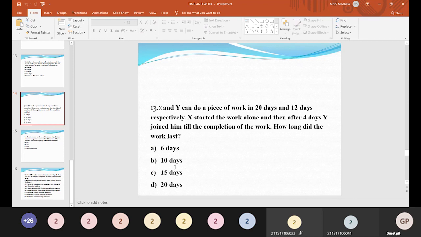So here the remaining job is done by X and Y in 6 days, and X alone worked for 4 days. The total number of days to complete the work by X as well as X plus Y combined means 6 plus 4, which is equal to 10 days. Here option B is the right answer.